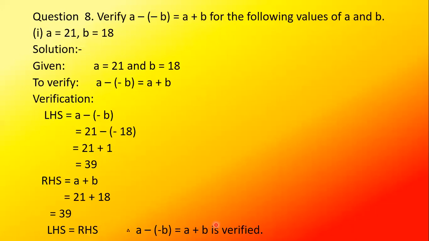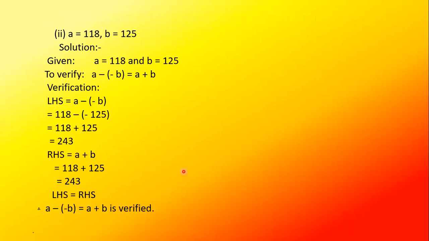Here also 3-4 questions are given in the textbook. I'm showing you 2 questions. Remaining questions you have to do yourself. Second question, a is equal to 118 and b is equal to 125. First step, what we have to write? Given. What is given? Value of a and b. Now second step, we have to write to verify. What we have to verify? To verify a minus minus b is equal to a plus b. This is the question.